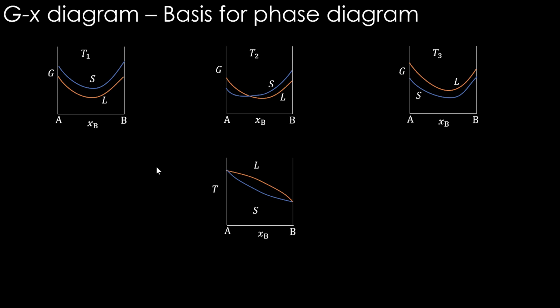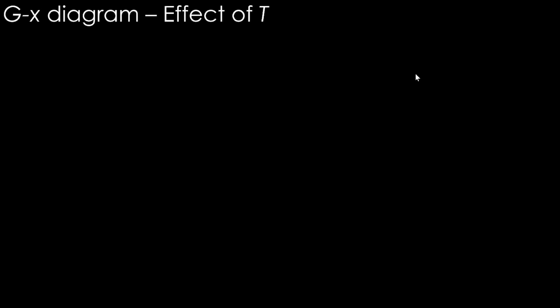This is where we left last class, where we identified that a phase diagram could come from Gibbs energy versus composition plots at different temperatures. Okay, how is the temperature dependency of Gibbs energy?